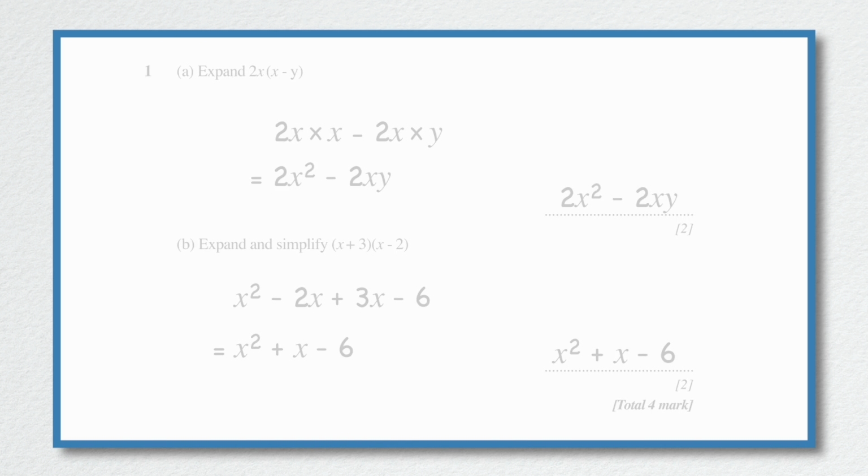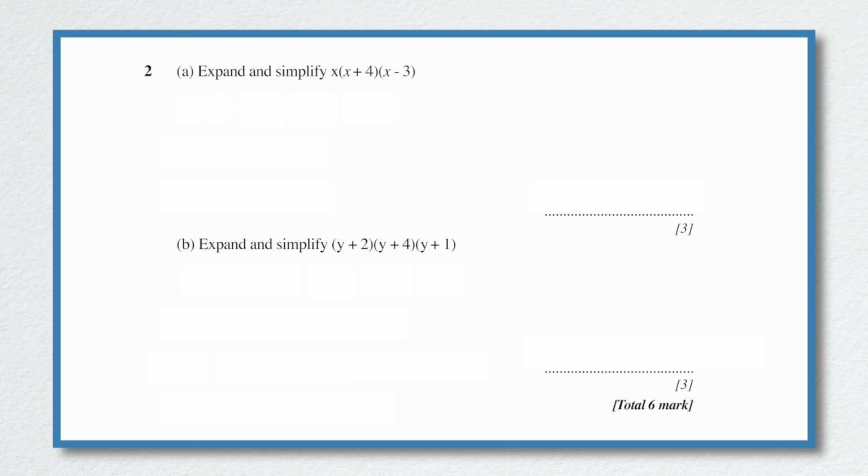Let's look at another question. Part A. Expand and simplify x multiplied by x add 4 multiplied by x subtract 3. There are 3 marks because there is more work involved here. In the previous question we were multiplying 2 terms or expressions together. This time there are 3. The way I would tackle this is to expand the bracketed expressions first of all, using the same approach used in part B of the previous question.